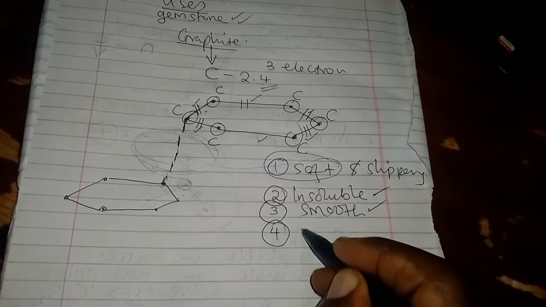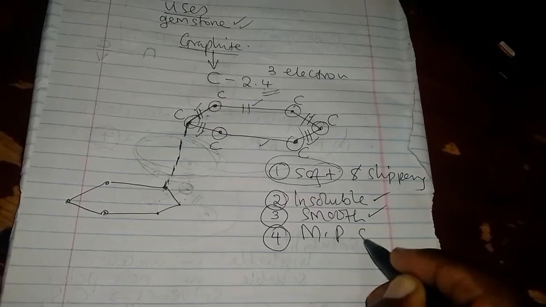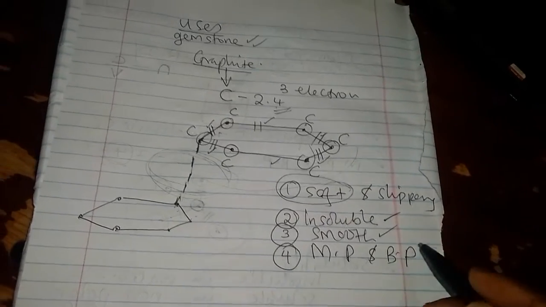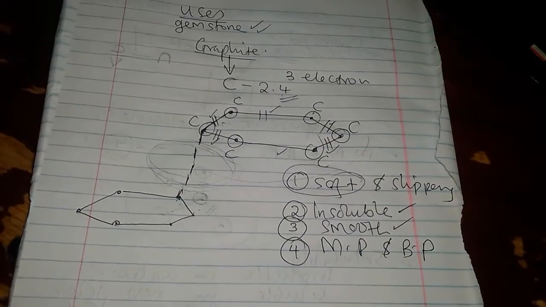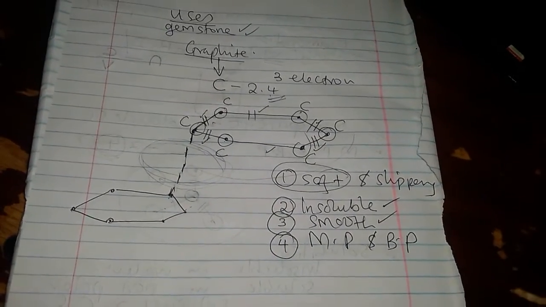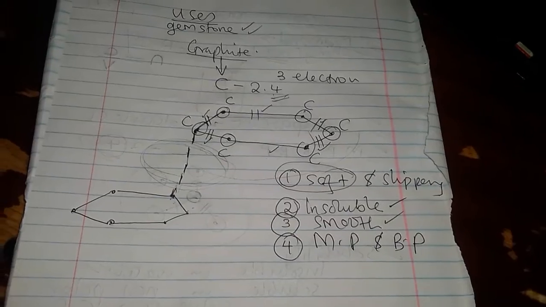And this graphite also has a high melting point and boiling point. Why? Because between the carbon atoms you have what we call very strong covalent bonds of attraction. That makes it require very high temperatures for those strong bonds of attraction to be broken.